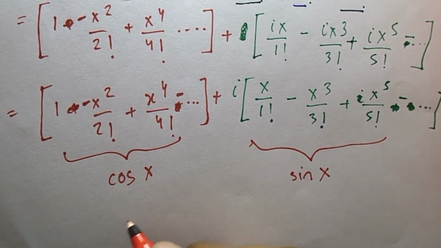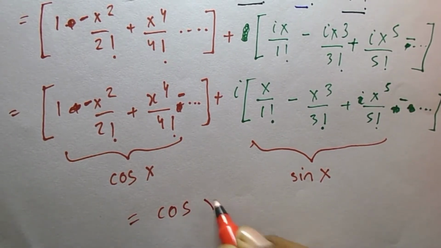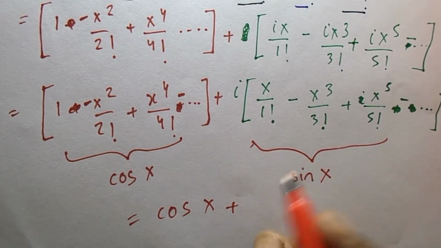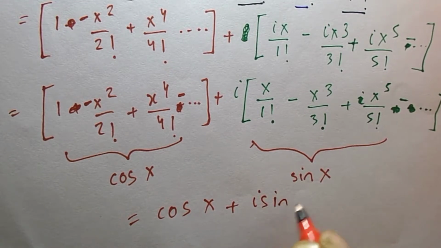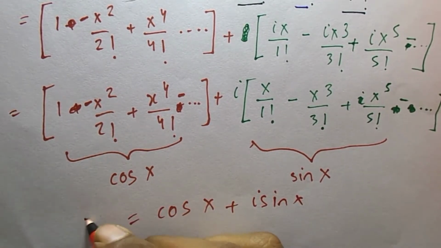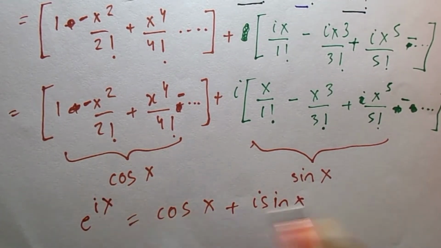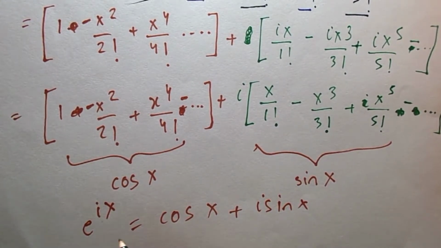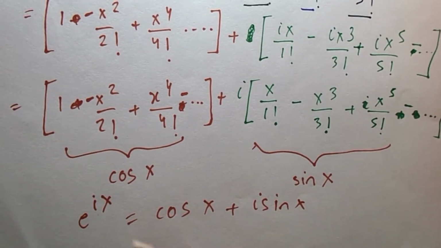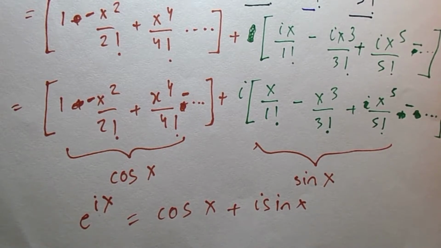So if we write them, then we get cosine of x plus i times sine of x. Now we started with e to the power ix and we ended with this. So that's Euler's formula, and we derived it using Taylor's theorem. Now if you don't know Taylor's theorem, then I've also made another video in which I've derived Euler's formula without using Taylor's theorem.